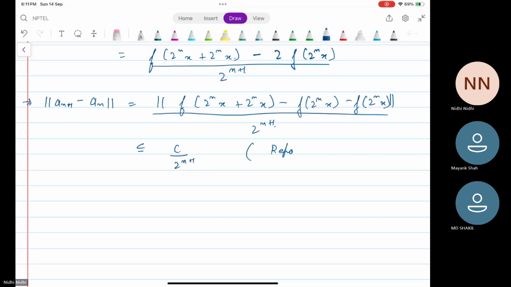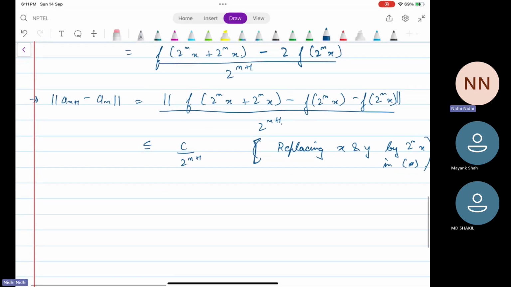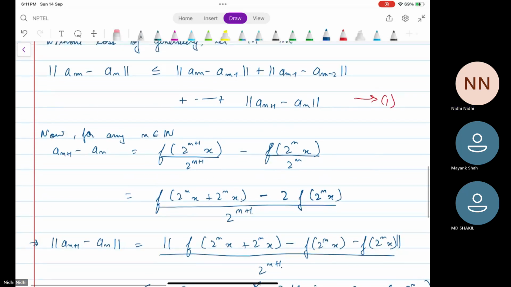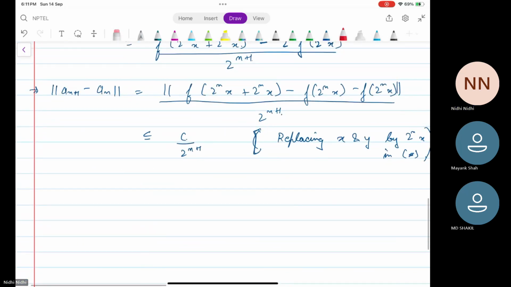Replacing x and y by 2 to the power n x in (*). Now c is constant, and we know that 1 upon 2 to the power n plus 1 goes to 0. So we'll see that later. Let's mark this as number 2 and use equation 2 in the first.